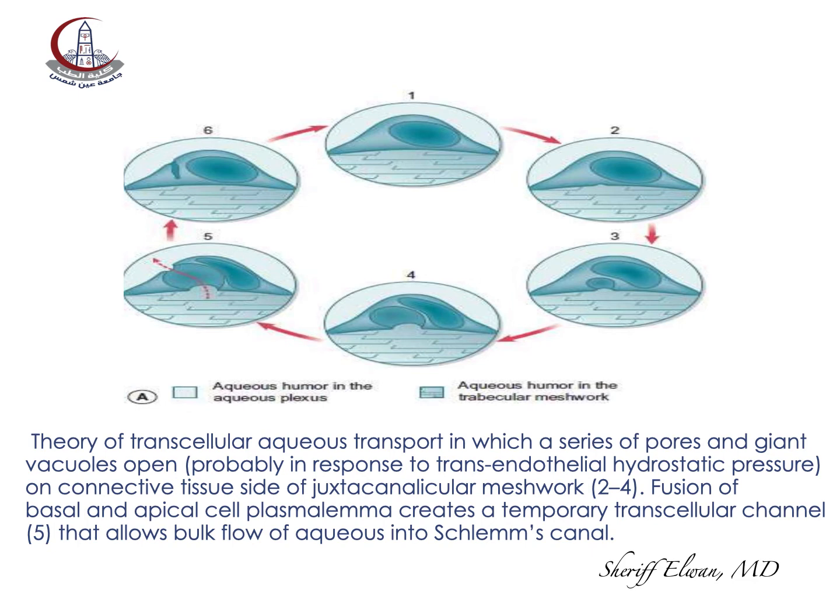These vacuoles then accumulate under hydrostatic pressure, and then these start to pass into the aqueous plexus, and after that there is fusion of the basal and apical cell plasma lemma, creating a temporary transcellular channel, allowing bulk flow of aqueous into the Schlemm's canal.